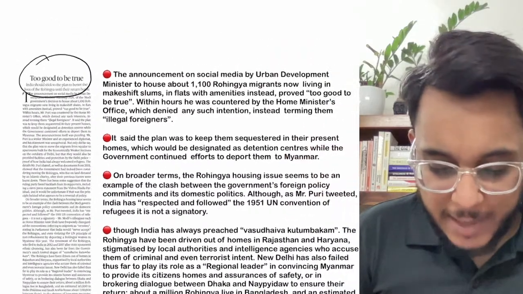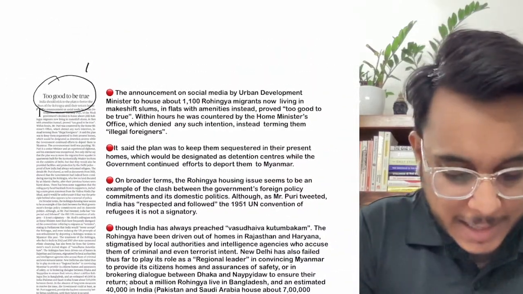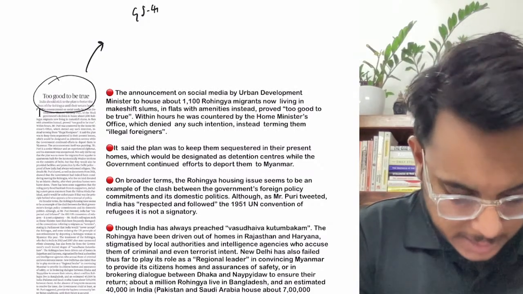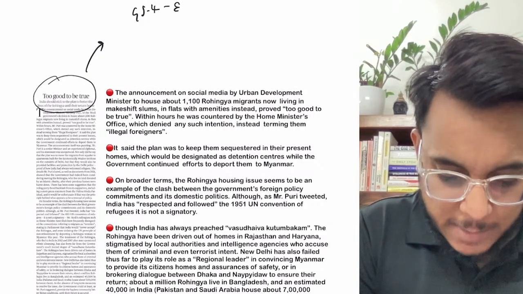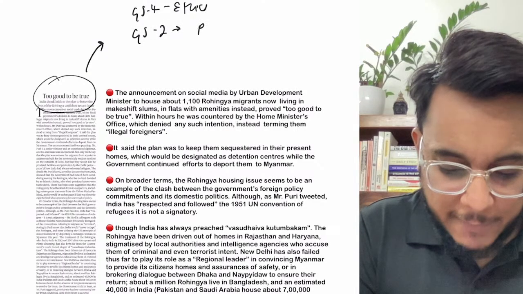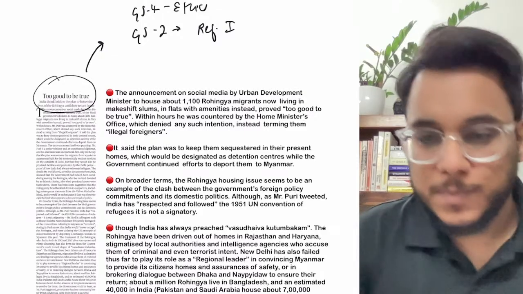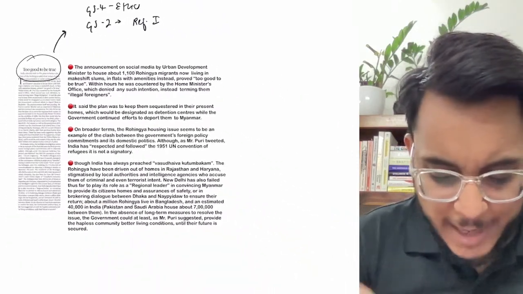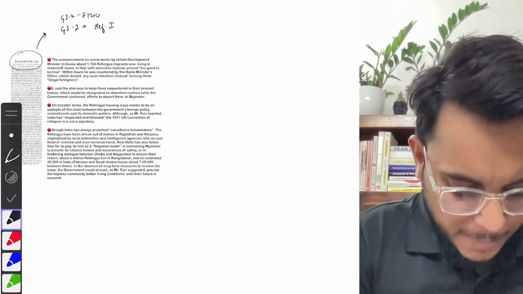Now this article we have taken from the Hindu newspaper, and this article is relevant with respect to GS paper number 4 ethics, as well as GS paper number 2 refugee issue. Now let's understand this particular article, but before going into that, guys, I would like to tell you some of the background that has happened.